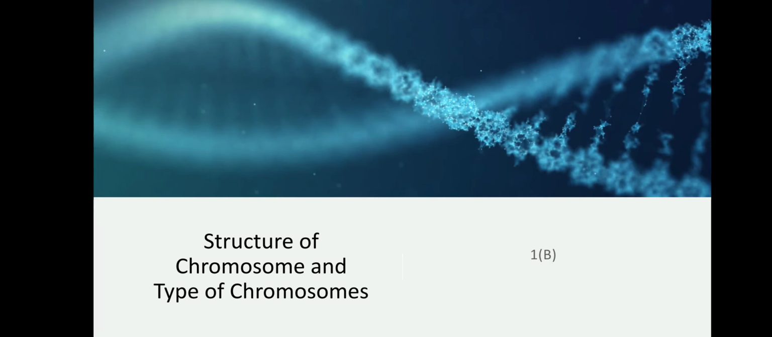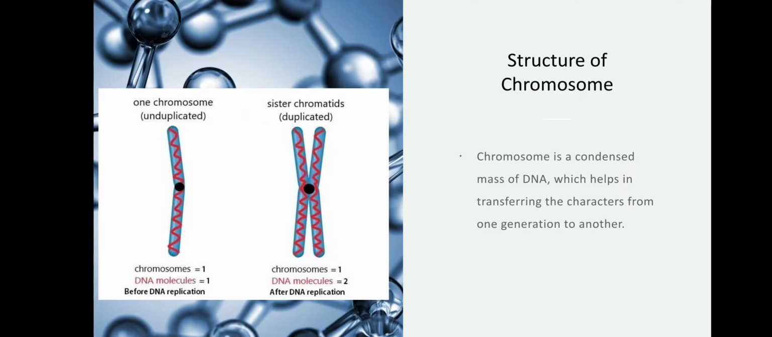Hello all. Today we are going to discuss the second part of our chapter number 1, structure of chromosome and types of chromosomes. In our previous part we have already discussed cell division and cell cycle. In this part we are going to discuss what the chromosome is, what it is made up of, and what are the different types of chromosome.